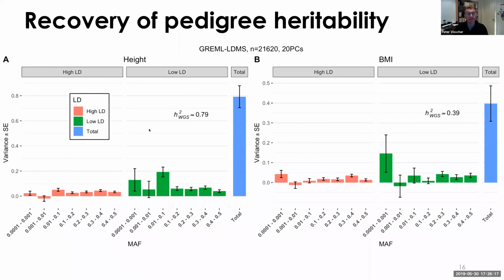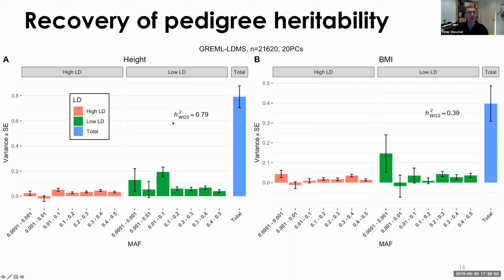So first of all, the most exciting results here are the totals, which are just under 80% for height and 40% for BMI, which are very close to what we think the pedigree estimates are. So if our inference from this analysis is correct, we have indeed recovered the pedigree heritability using whole genome sequence data.